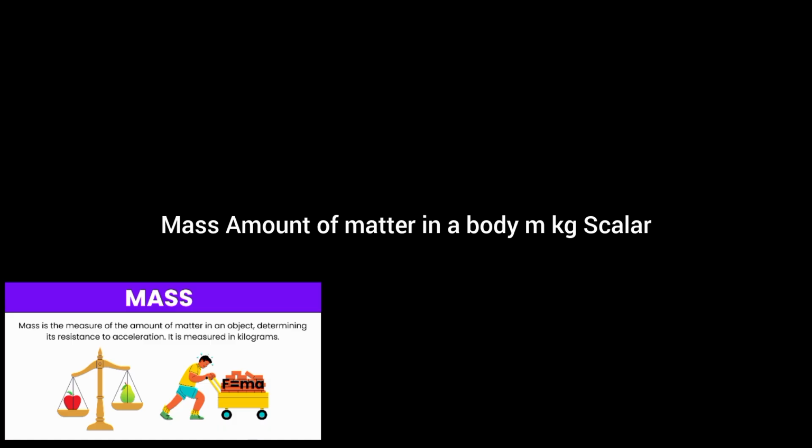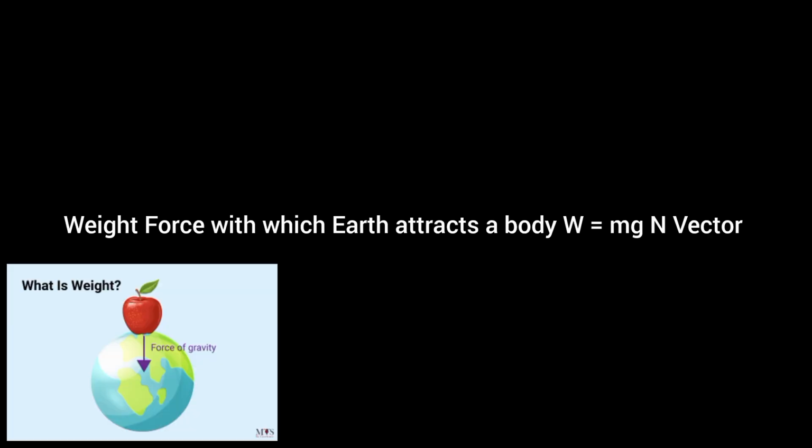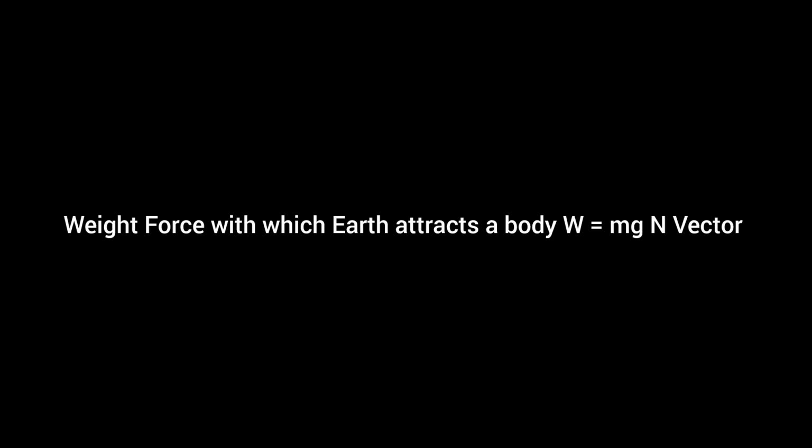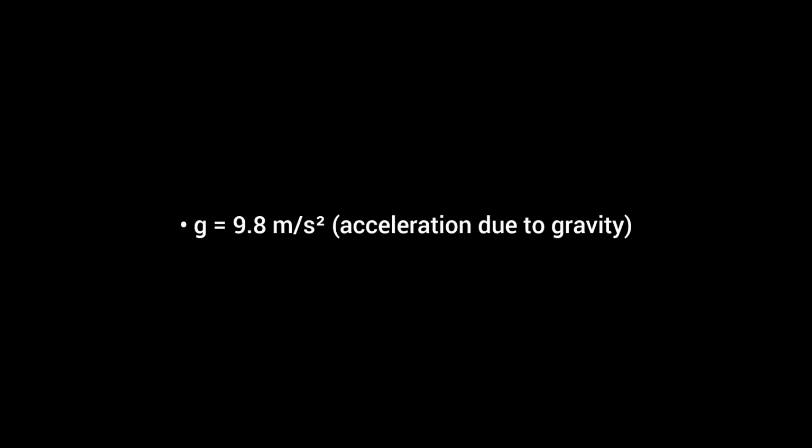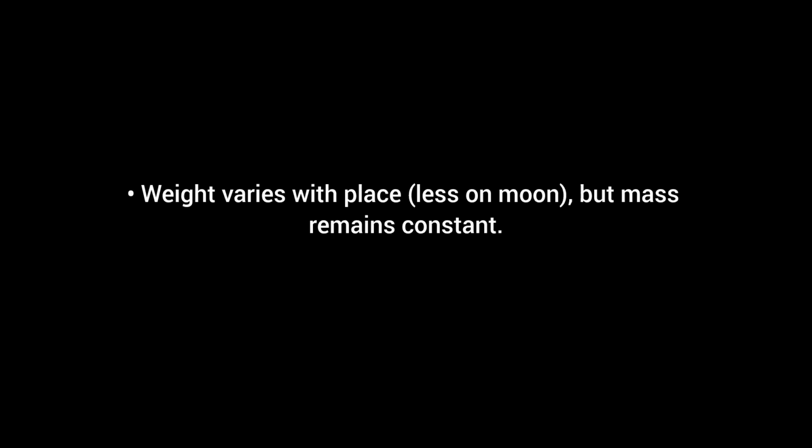7. Weight and mass. Mass: amount of matter in a body, m, in kg, scalar. Weight: force with which Earth attracts a body, W = mg, vector, g = 9.8 m/s², acceleration due to gravity. Weight varies with place, less on the moon, but mass remains constant.